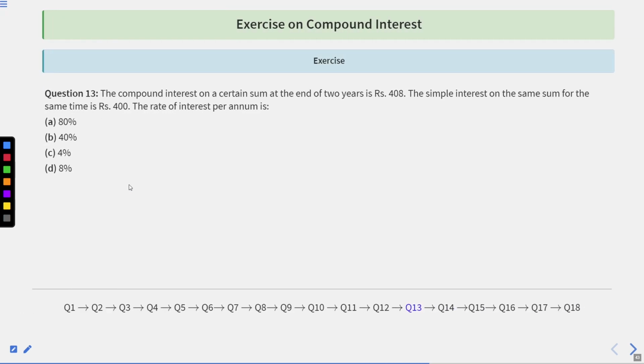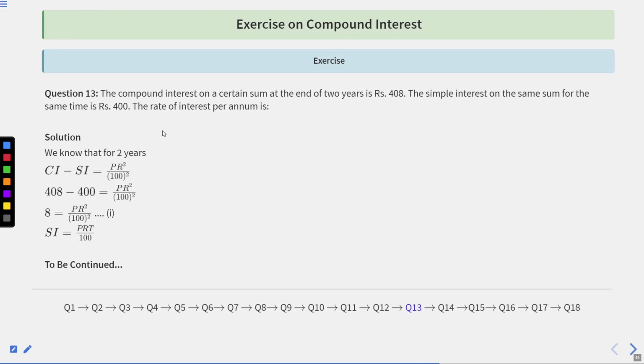Now, question number 13. The compound interest on a certain sum at the end of 2 years is 408 rupees. The simple interest on the same sum for the same time is 400 rupees. The rate of interest per annum is. The solution. We know that for 2 years, compound interest minus simple interest is equal to PR square upon 100 square. And the compound interest is 408, simple interest is 400, which is equal to PR square upon 100 square. So it is 8 equal to PR square upon 100 square.